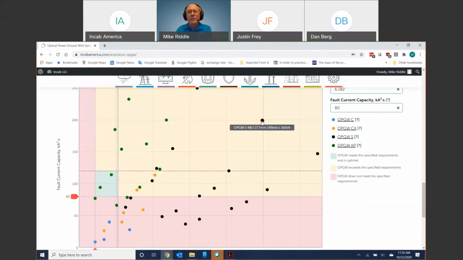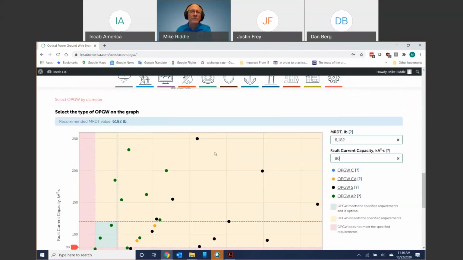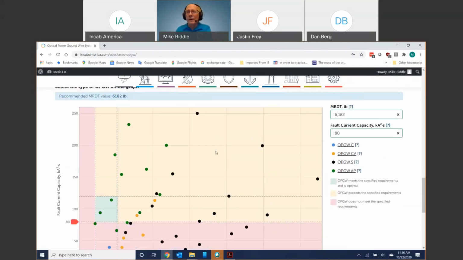Each dot represents a specific cable design that we've already done. By the way, if you get the process and you don't like what you get, you can reach out to us, and of course we're happy to do a new cable design just for you. But of course the process would still have been useful because it would show you that nothing in the standard catalog was optimal for your particular application. That's still useful information to know.